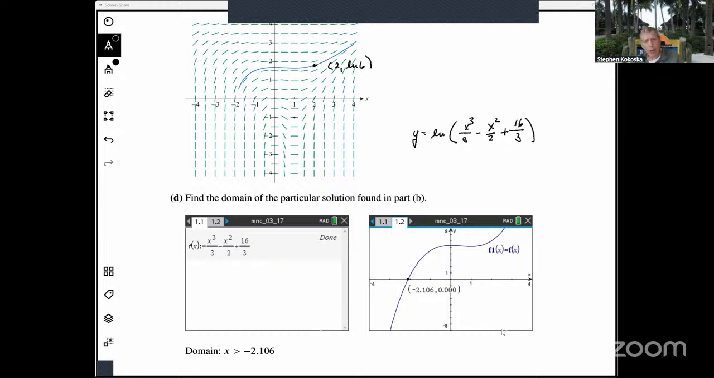What is going on here? What is that graph in the bottom right-hand side telling me? Well, it certainly means that the domain of this function has to be x greater than -2.106 because that argument cannot be negative. But it also means that this argument is getting closer and closer to 0 through small positive values.